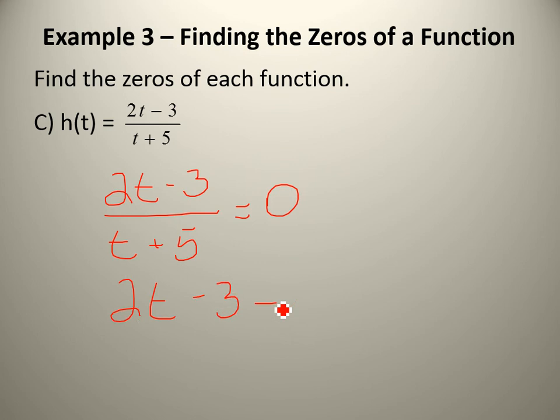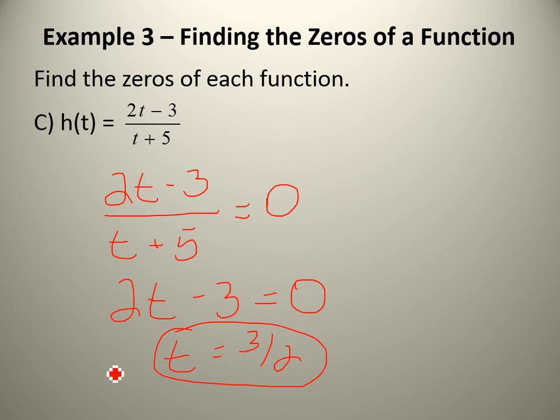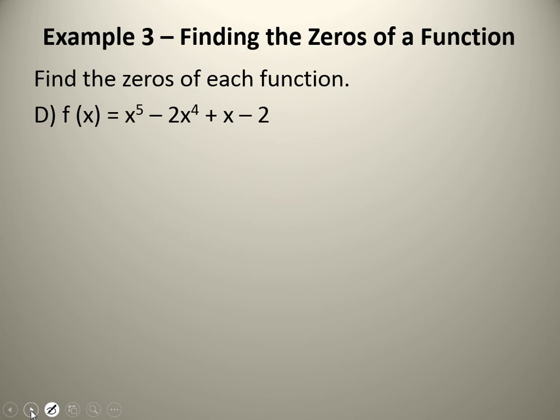So anytime you have a fraction set equal to 0, all you really have to do is just take the numerator and set it equal to 0. So to solve this, I'm going to add 3 to both sides, divide by 2, right, and I get 3/2. Okay, and that's the 0 for part C. For part D, notice you have a value here that has a degree of 5.